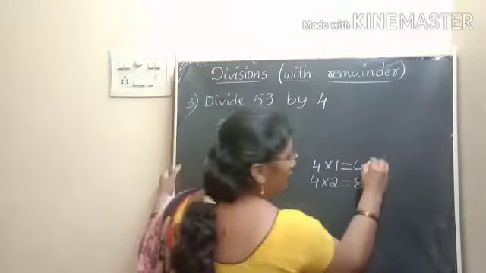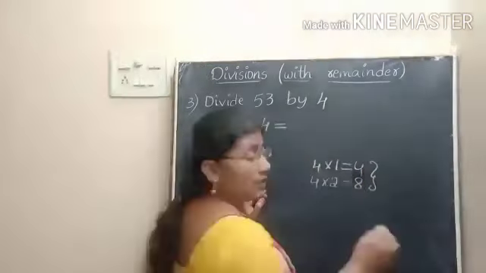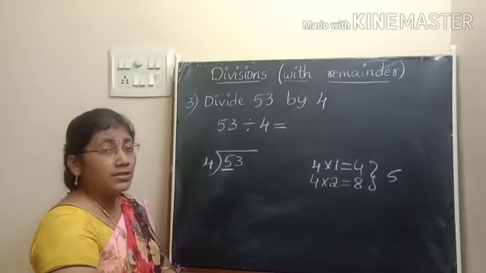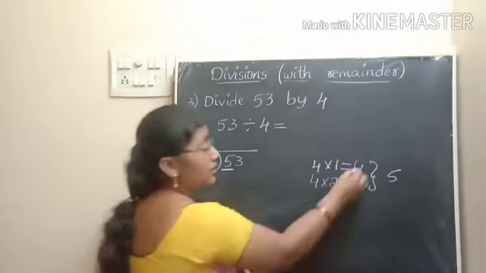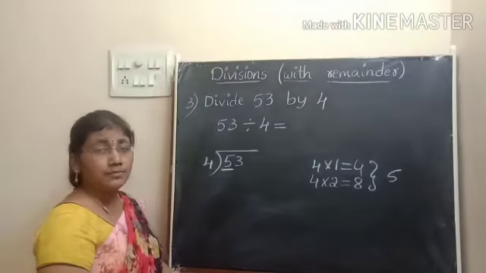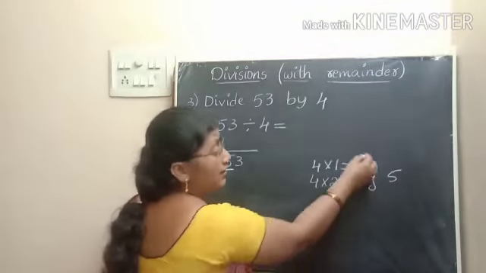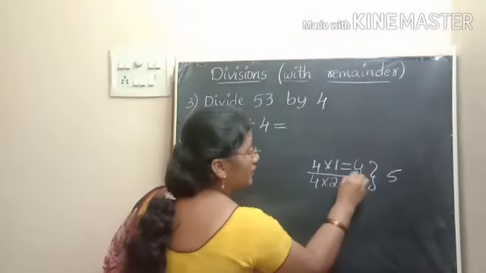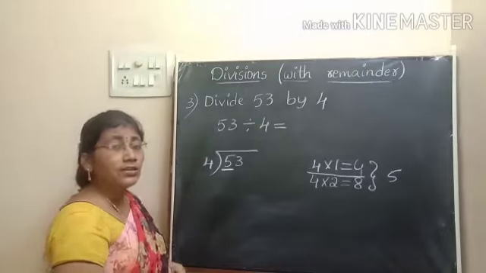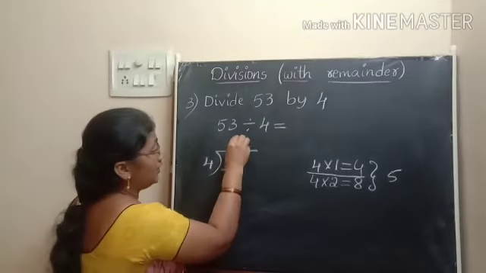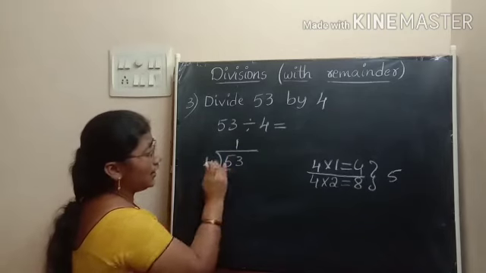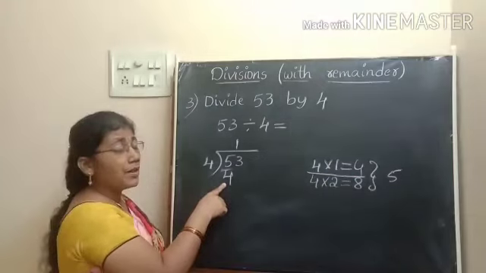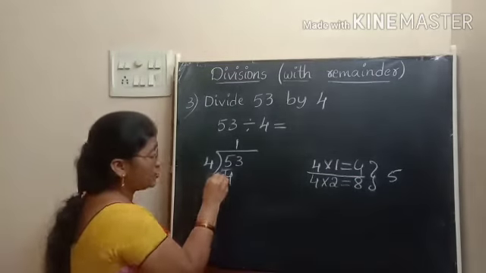So between 4 and 8, we get 5. But we should take the number which is less than our required number. Understood? So we should take the first step. So write here 1 and we should write 4 here. We should write the product here. Understood, children?